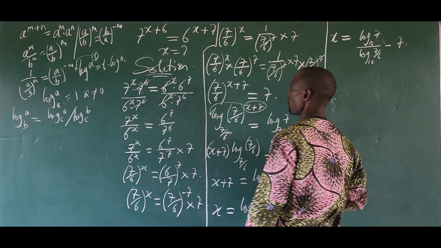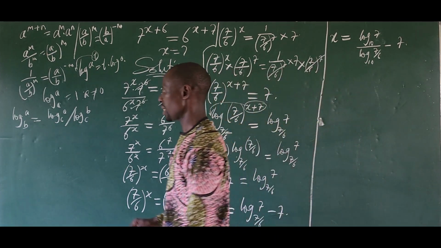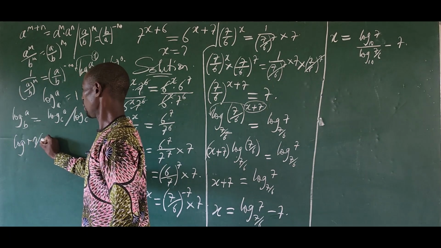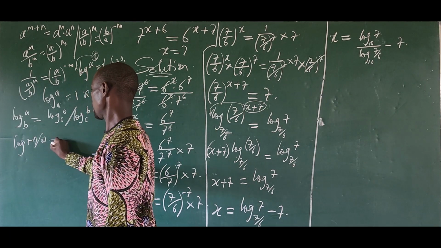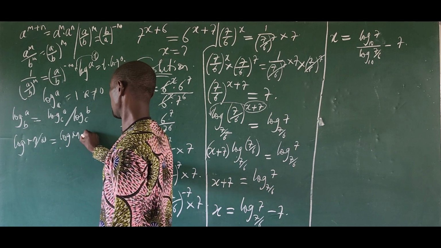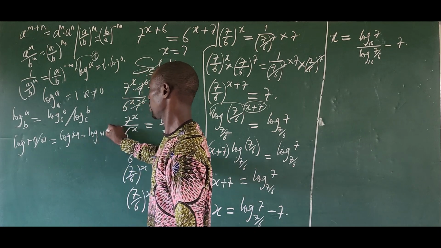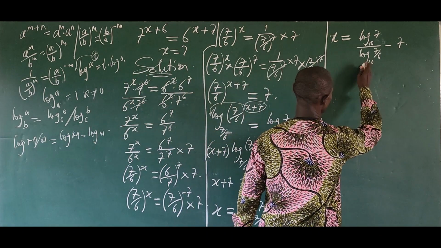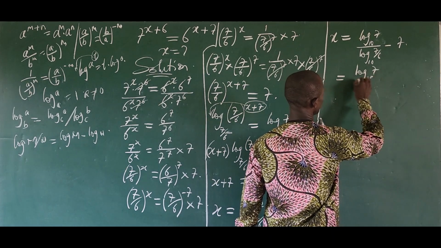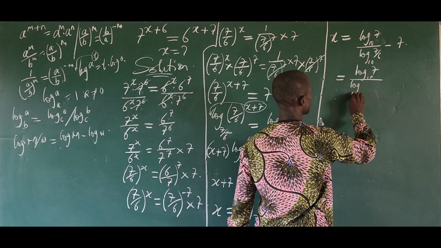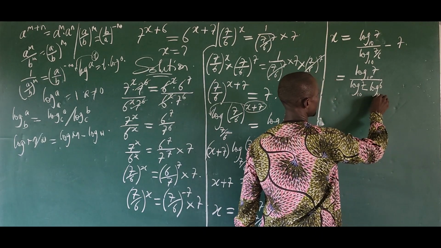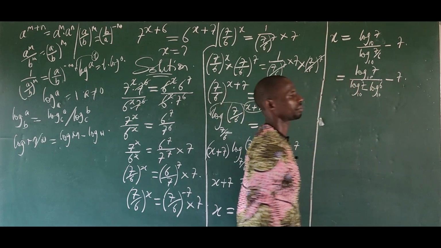We have what we call the division law of logarithm. What does it say? It says that if you have log of m over n base 10, this is equal to log m minus log n. All right, so apply this to this side. This is going to give us log 7 base 10 all over log 7 base 10 minus log 6 base 10 minus 7.